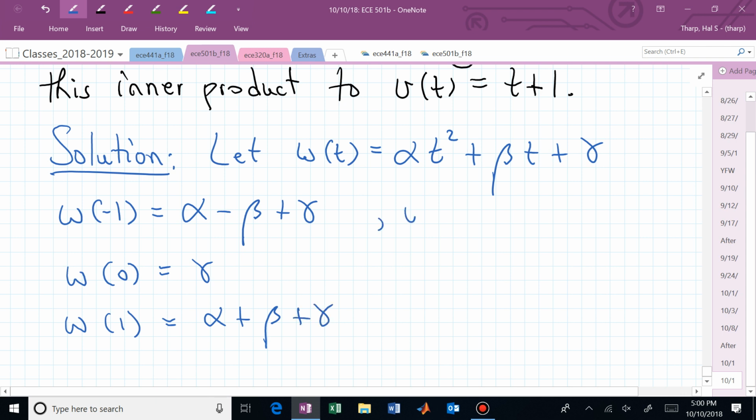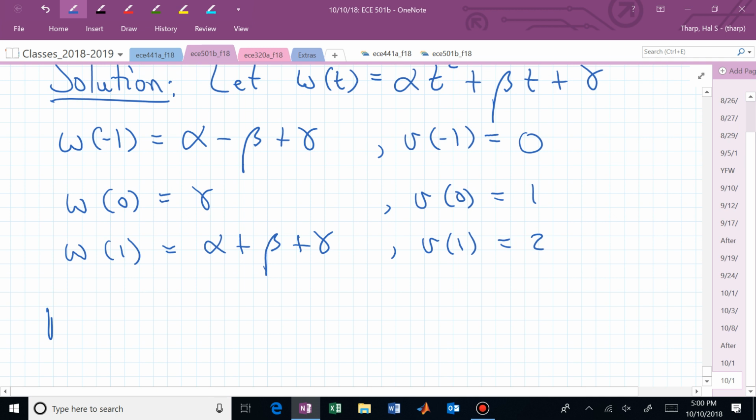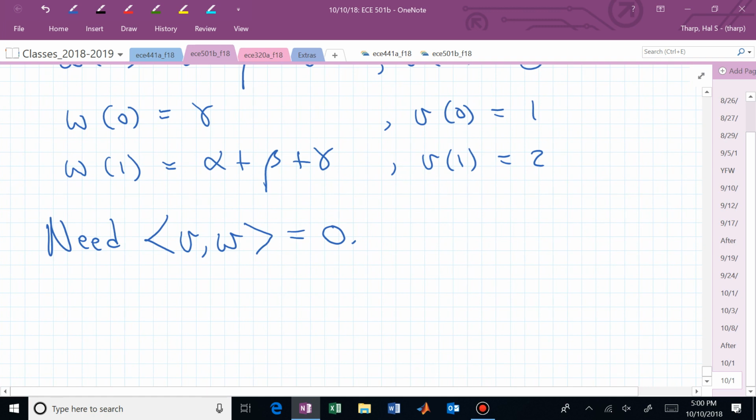Now let's evaluate V at minus 1, 0. V at 0, 1, and V at 1, 2. And now what do I need? Now I need the inner product of V with W, and it doesn't matter where I put them. I could say W and V. We've agreed that that's okay. That's now supposed to be 0 for these to be orthogonal.